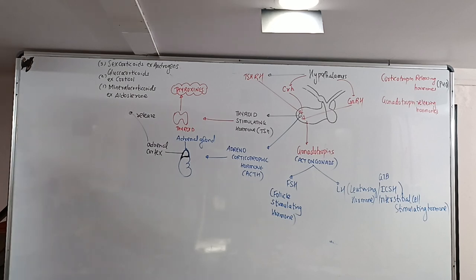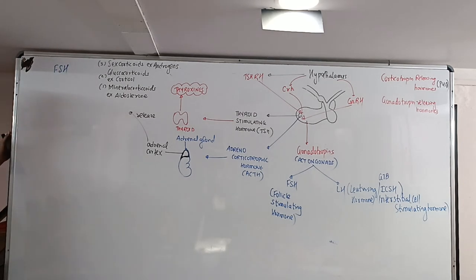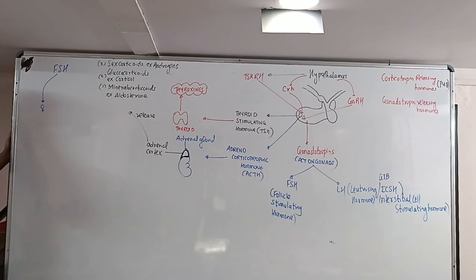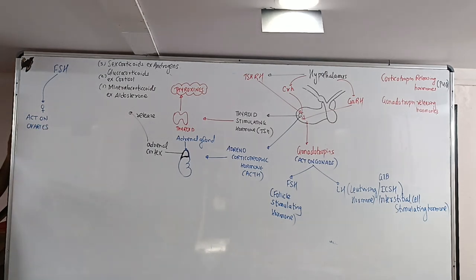Okay? So let us talk about FSH. Kids, FSH comes under which hormone? Gonadotropin. Whatever it is, it is going to act on the gonads, both male as well as female. So let us talk about females first. What is the female gonad called? Ovaries. So it will act on the ovaries, and let us see what it does.